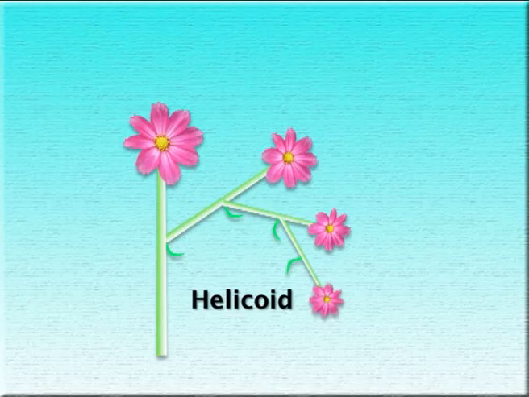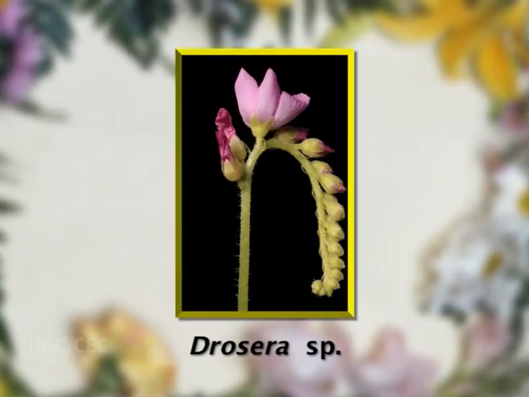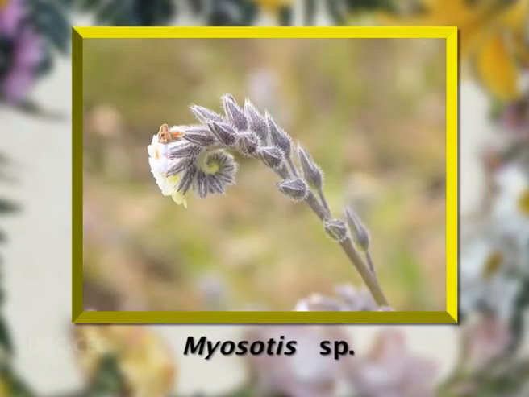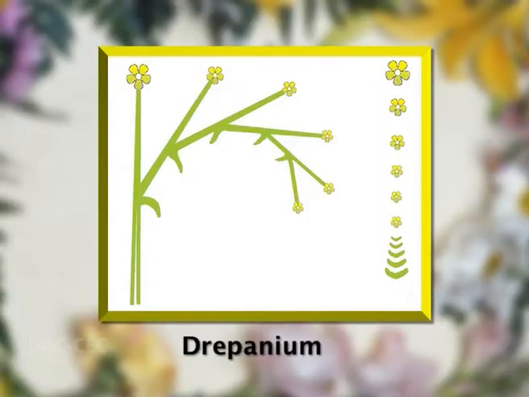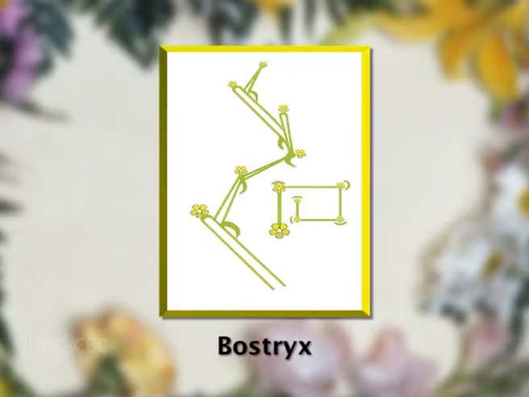For example, Hamelia, Drosera and Myosotis show helicoid monochasial cyme type of inflorescence. Helicoid uniparous cymes are again of two subtypes. One, the Drepanium, in which the lateral branches are in the same plane, and second, the Bostryx, in which the lateral branches are in a different plane.